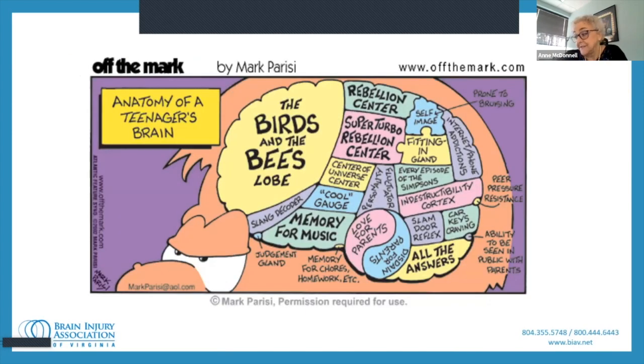I like this slide because I think it's really funny. This is the anatomy of a teenager's brain. And so you see that that frontal lobe pretty much is just taken up with the birds and the bees, and the things that they need to be doing, like exercising good judgment, is very small, and their ability to love and disdain their parents is equal yin and yang.